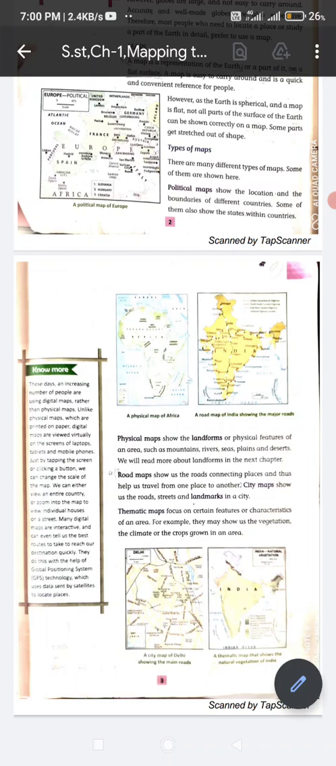Okay, now I will tell you the difference between a globe and a map. See here, a globe is a spherical representation of the earth. It is a model of the earth, but a map is a representation of the earth on a flat surface. A globe shows us the features of the earth as they really are, but a map often changes the shape of the features and landmarks. It does not show the actual features. There must be a change because it is drawn on a flat surface.